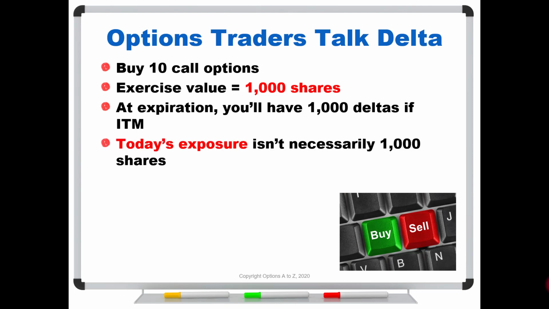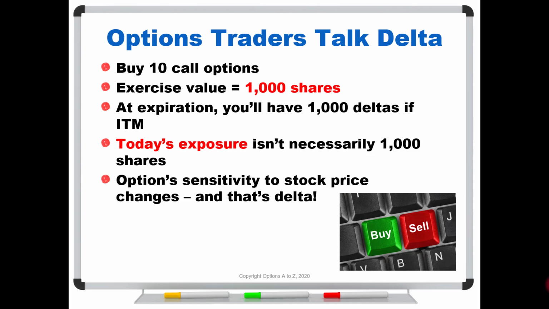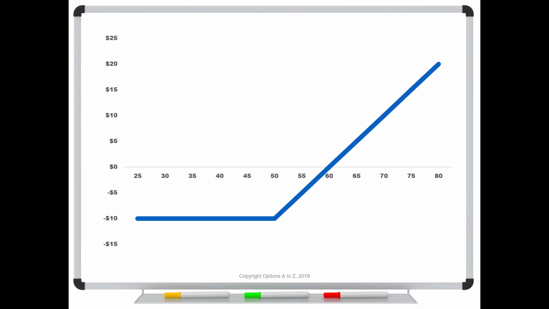And that means that today's exposure isn't necessarily 1,000 shares. Depending on where the stock is, your exposure might be 20 deltas, or 50, or 70. In other words, your option sensitivity to stock price changes. And that's delta. That's why options traders talk in terms of delta. So for instance, let's say that you buy a $50 call for $10. This is your risk graph.